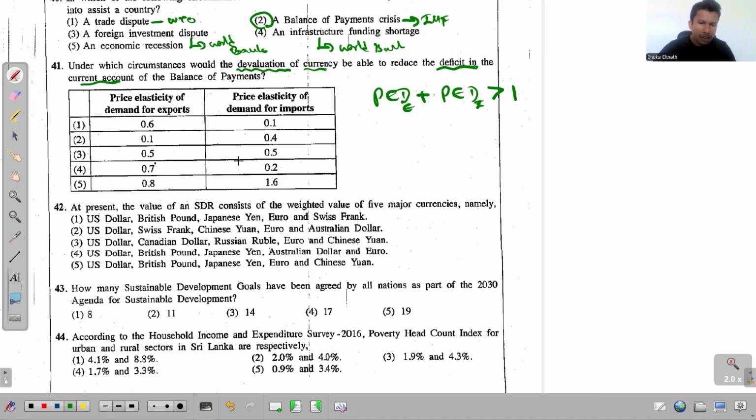So from the provided answers, we just need to pick the one which gives us the summation of these two greater than 1, right? So the first option says price elasticity of demand for exports is 0.6 and the elasticity of import is 0.1. So when you get the total, that's just 0.7. And in the second one, it's 0.5. In the third one, it's 1.0. And then the fourth one is 0.9. In the fifth one, it's 1.4. So from the provided 5 options, the Marshall-Lerner condition gets satisfied only from the fifth one.